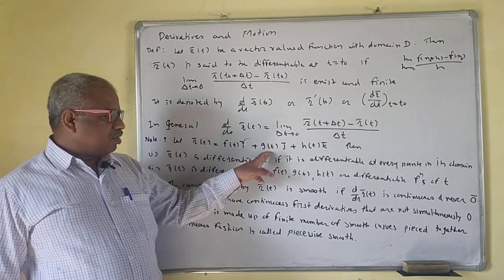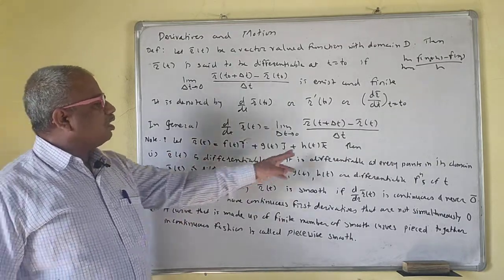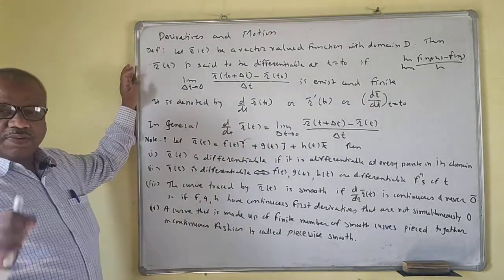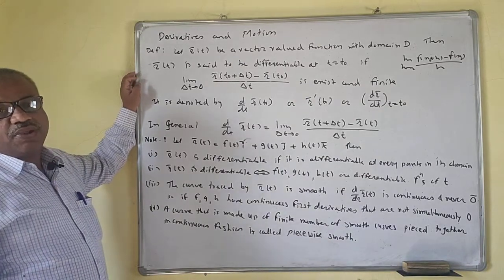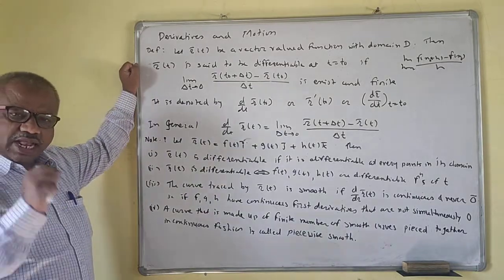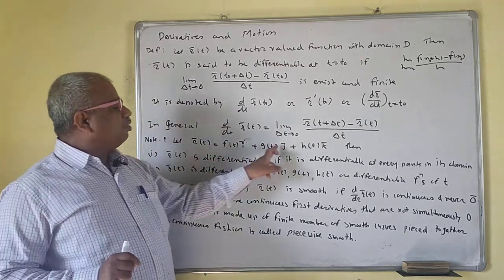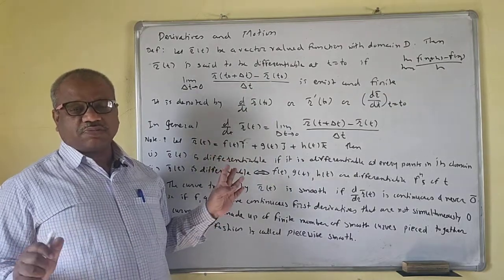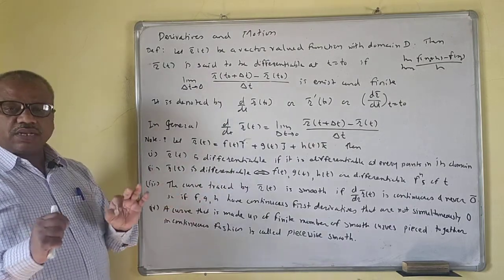Suppose r bar of t in component form is f of t i bar, g of t j bar, h of t k bar. These are the components of r bar of t. In two dimensions, h of t is 0. R bar of t is differentiable means it is differentiable at every point in its domain, that is, this derivative exists at every point of the domain. R bar of t is differentiable if and only if these components are differentiable functions of t. If the components are differentiable functions of t, then r bar of t is a differentiable vector valued function.